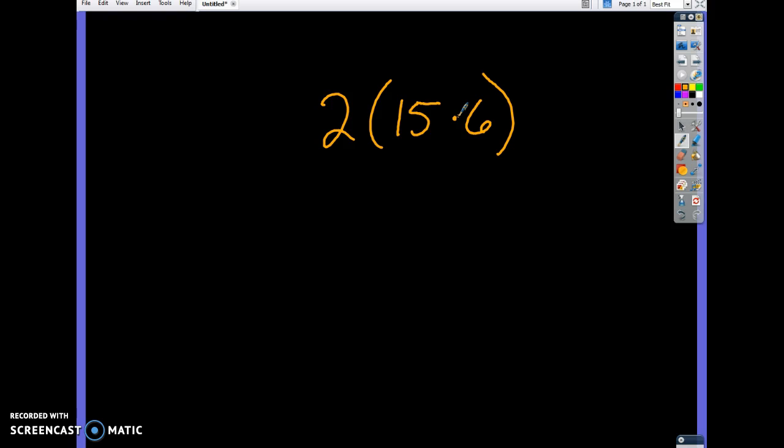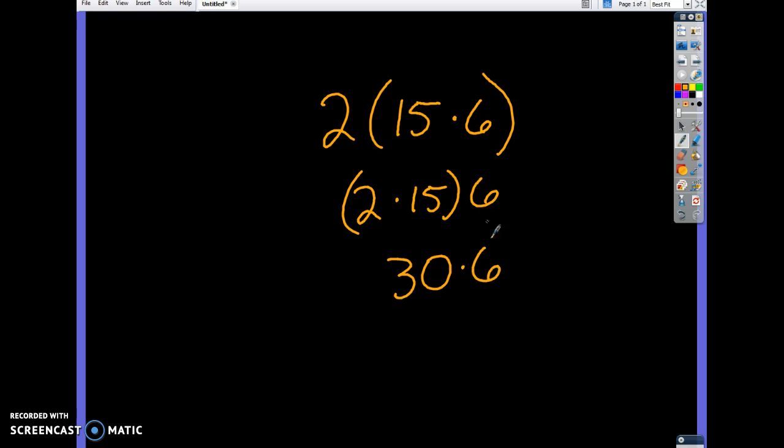The nice thing about multiplication is we can multiply in any order that we choose. So I'm going to use the associative property. I'm going to multiply the 2 times the 15 first, and then the 6. 2 times 15 I know to be 30. And so when I'm multiplying 30 times this 6 that's left over here, I can just multiply 6 times 3, which is 18. But I got a 0 there. 180.